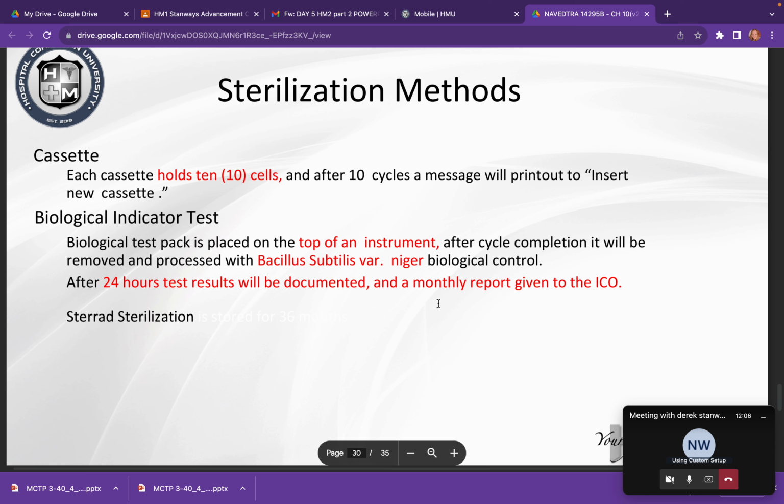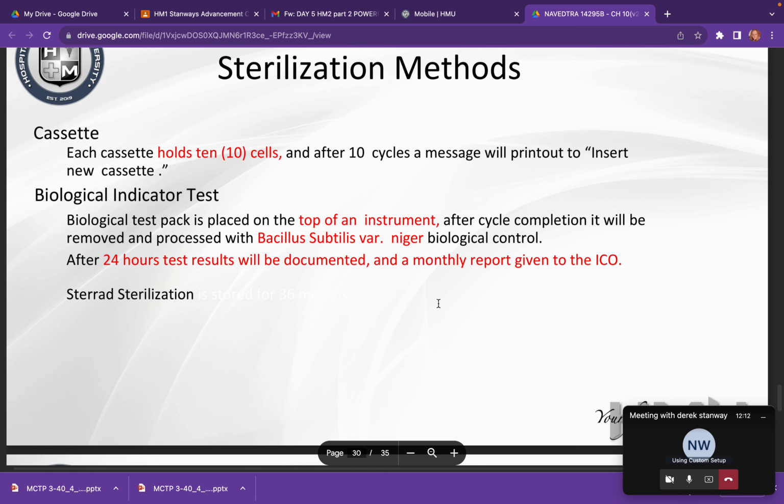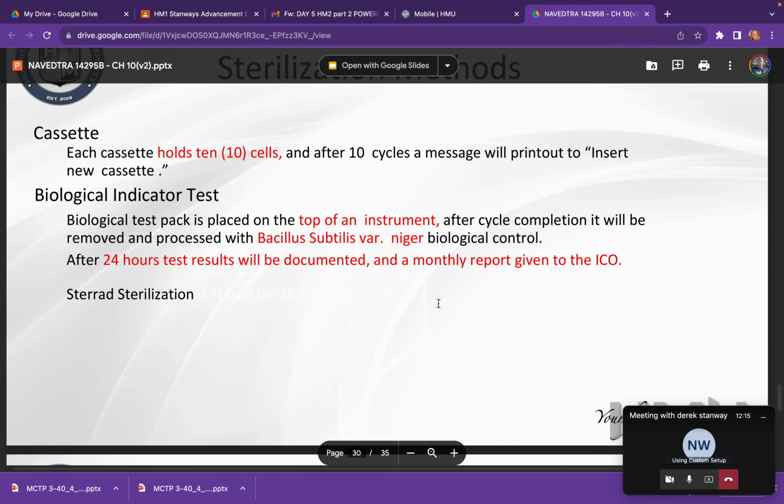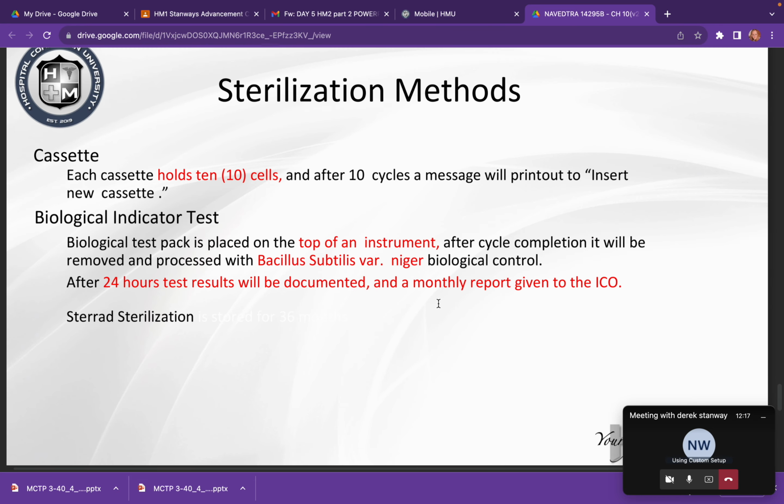Biological indicator test. The biological test pack is placed on the top of an instrument. After cycle completion, it will be removed and processed with a Bacillus subtilis var. niger biological control. After 24 hours, test results will be documented and a monthly report given to the ICO. A thing that's not mentioned here that should be on here, I know it's in the instruction, is the placement of the biological test pack. I believe it's over near the surgical drain, because that's the place where sterilization is least likely to occur. So basically, if sterilization occurs there, they can confirm it's going to happen for the entire device.